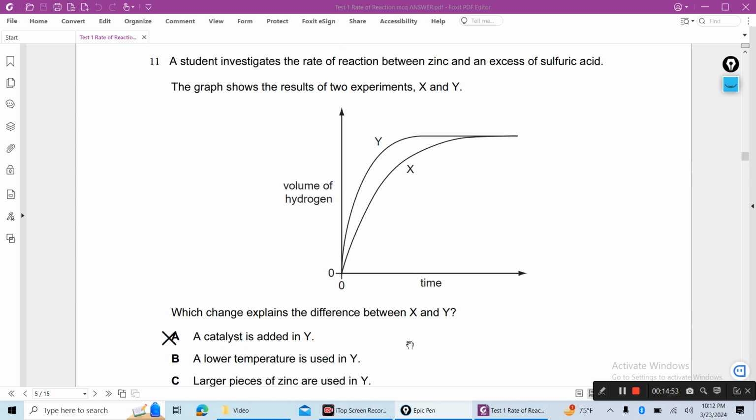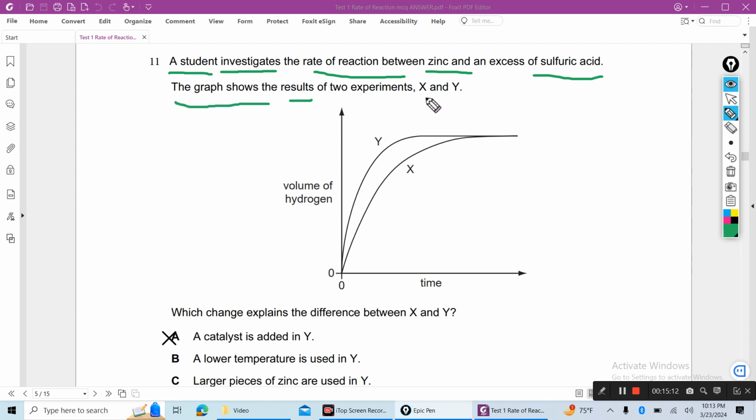Question 11. A student investigates the rate of reaction between zinc and excess sulfuric acid. Zinc metal reacts with acid to produce salt and hydrogen. Metal reacts with acid to produce salt plus hydrogen. The graph shows the result of two experiments, X and Y. The y-axis is the volume of hydrogen gas, the x-axis is time.